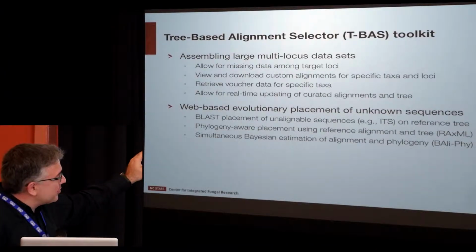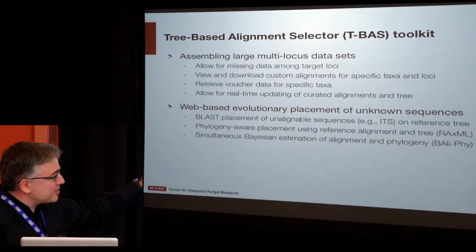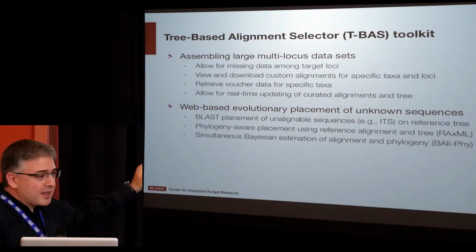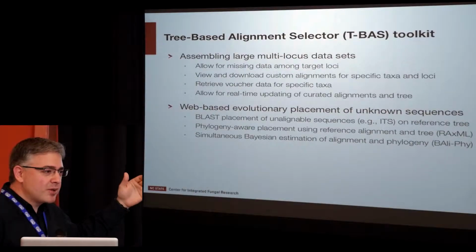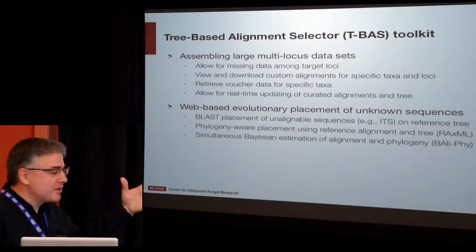And we want to be able to do the BLAST placement of unalignable sequences on the reference tree, then the phylogenetically aware placement, because we want to compare. Well, how did the two compare? And you want to see that visually.